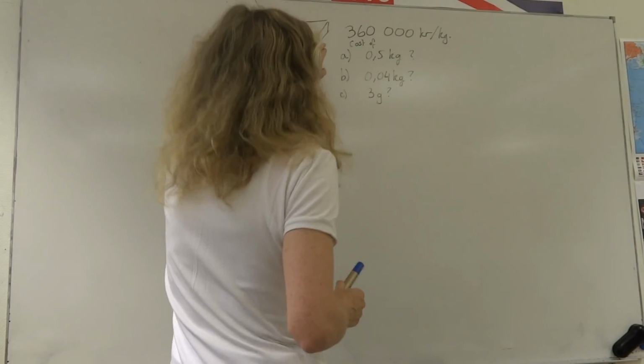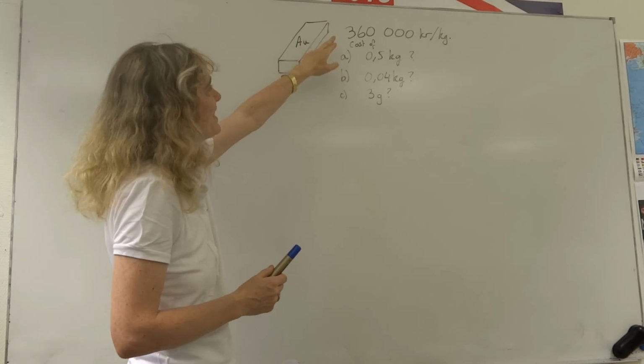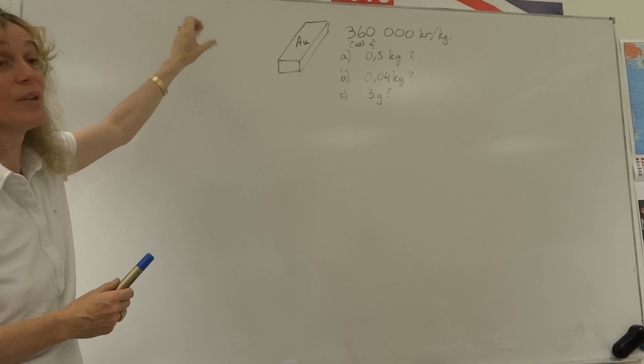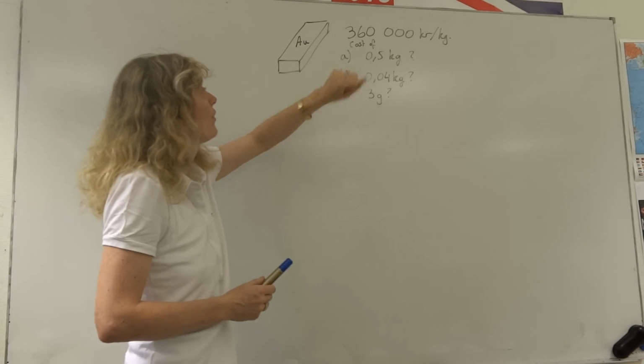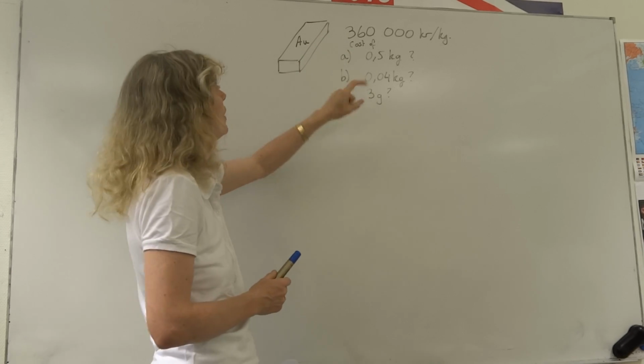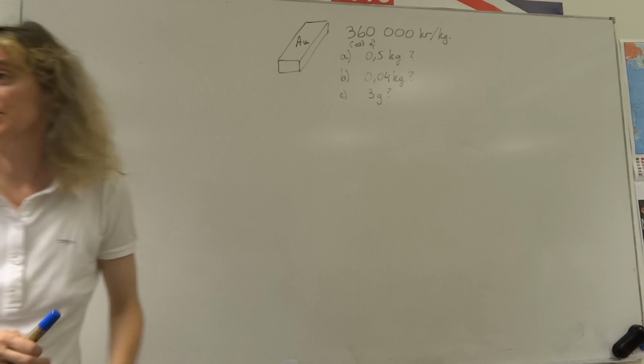So we have 360,000 kronas per kilo for a bar of pure gold. Okay? And then we've got 3 questions. What is the cost of half a kilo? What's the cost of 0.04 kilo? And what's the cost of 3 grams?